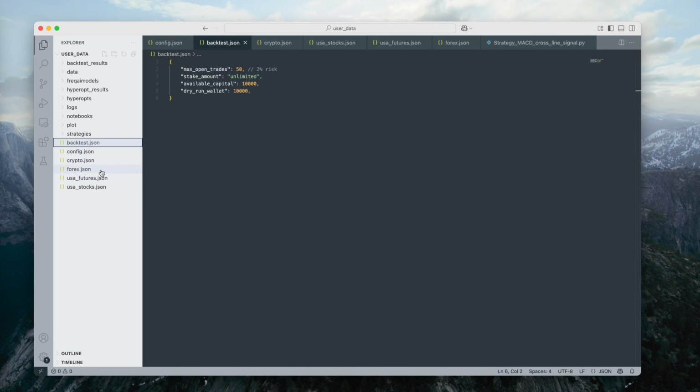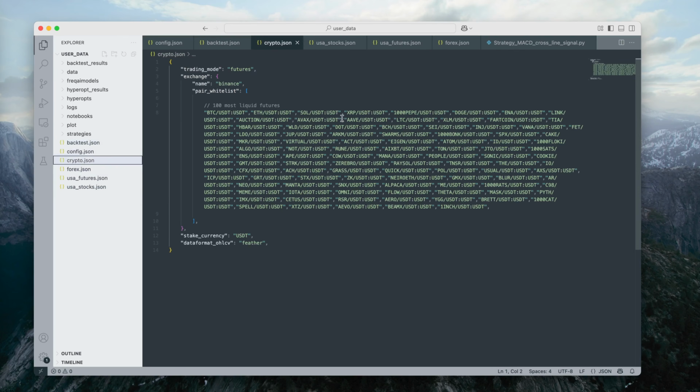And the next folders are stocks, futures, and crypto. This is where I put the contracts and the assets that we will trade. I just downloaded the top most liquid futures from Binance. We will trade futures, and here we will do the backtesting.